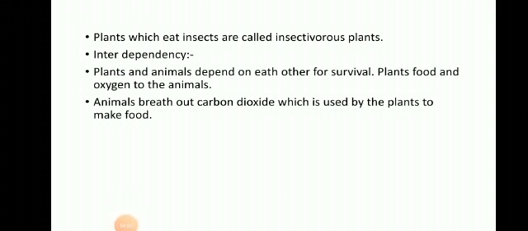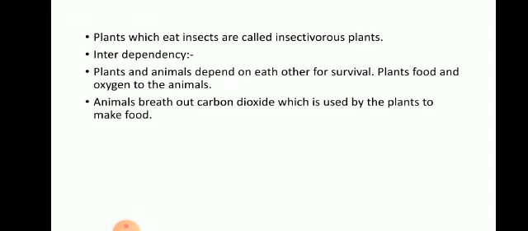Clear, children? Now let me move on to interdependency. What is meant by the word interdependency? It means being dependent on one another. Plants and animals depend on each other. Yeah, definitely for our survival we depend on plants and animals also. How? Yeah, plants, we eat vegetables and fruits. Where do we get them from? Plants. Animals eat plants. Clear, children? That means without a plant, can an animal or a human being survive? No, definitely no. We are dependent on each other for our survival.